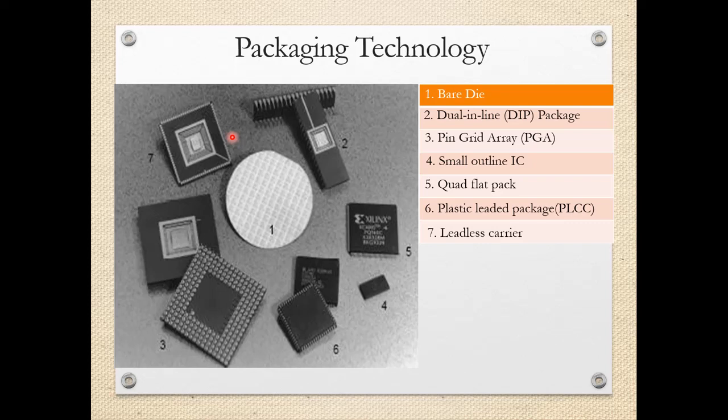Then the small outline IC, that is number 4, in which a very small chip is formed. Then the quad flat package, that is this one. Generally in the laboratory, whichever devices FPGA or CPLD we will be using, we are using the plastic quad package. Then the plastic lead package, number 6, that is this one. And the last one is the leadless carrier, this type.